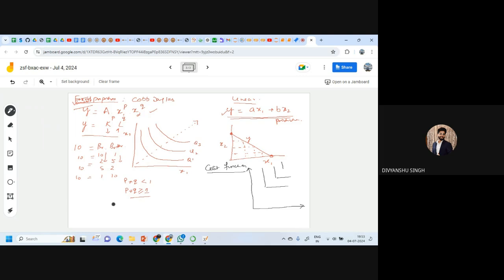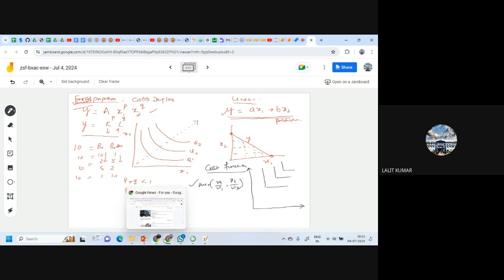For the Leontief, it is the minimum of x1 divided by w1, where w is the rate, and x2 divided by w2. So for the Leontief the cost function becomes the opposite, and for linear it becomes the opposite as well. So these are the three functions.